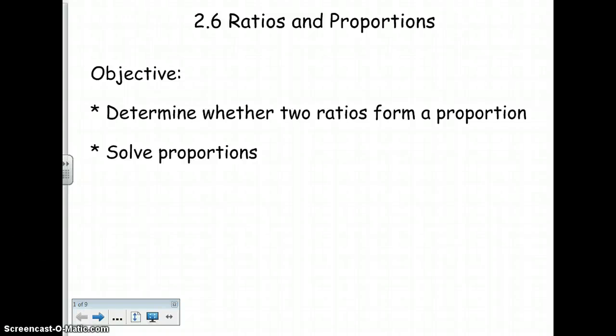So in this video, it's kind of a review of a topic that we covered in 7th grade on ratios and proportions. But we do add some new twists in here, or some new concepts, basically pushing it a little bit further. We're determining whether or not two ratios form a proportion, and we will solve different proportions.